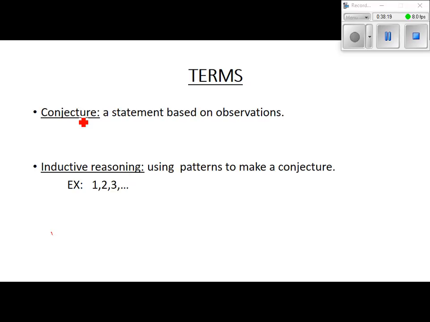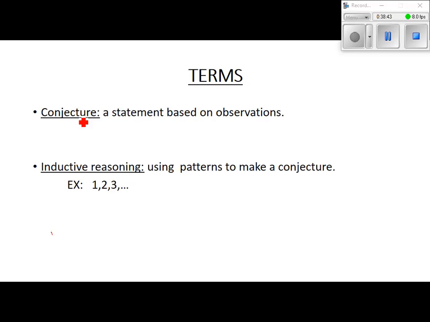So anytime you're making any kind of statement, that's a conjecture. So in the book, when they say, come up with a conjecture from the following, that means they want you to come up with some kind of statement based on what they told you.